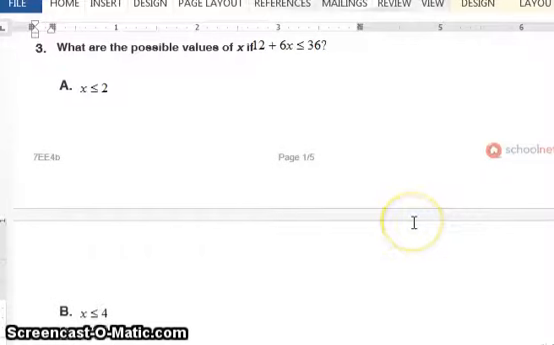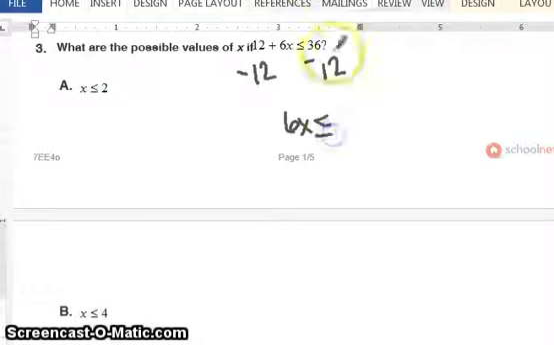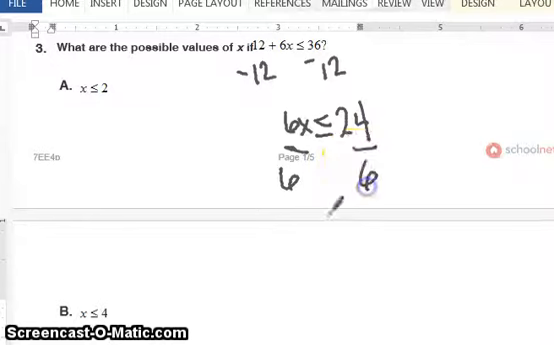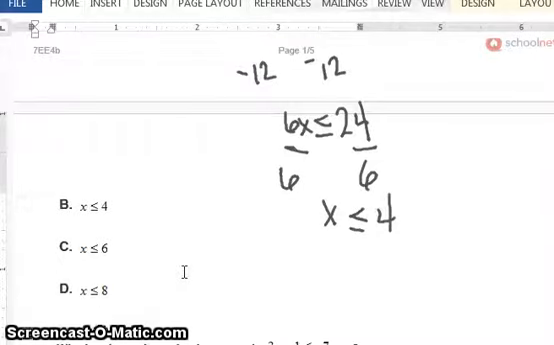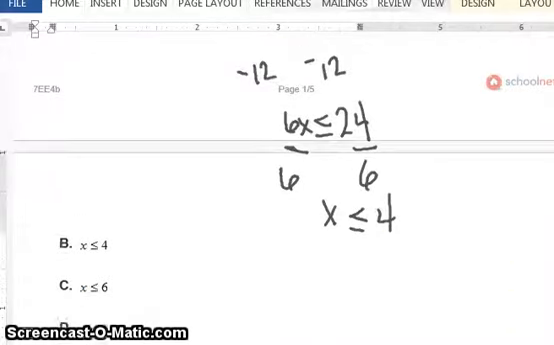Number 3, what are the possible values of x if 12 plus 6x is less than 36? So subtract 12 from both sides. 6x is less than or equal to 24. Divide both sides by 6. X is less than or equal to 4. So B looks to be like a good answer choice. Let's look at the other ones. B is the only one that makes sense here.